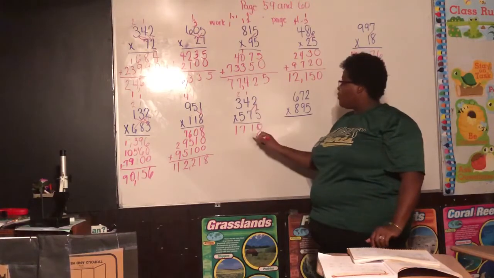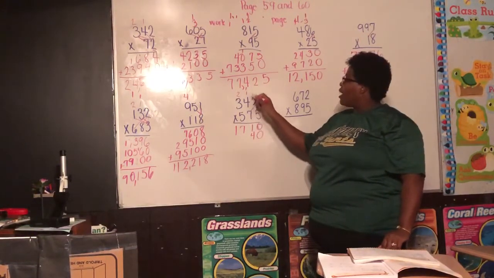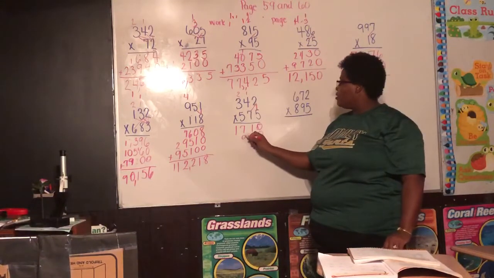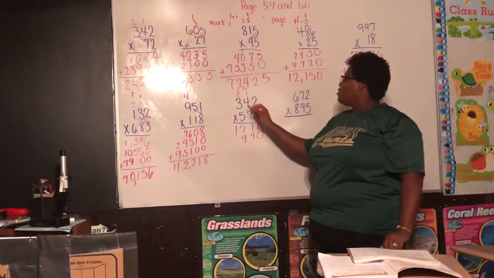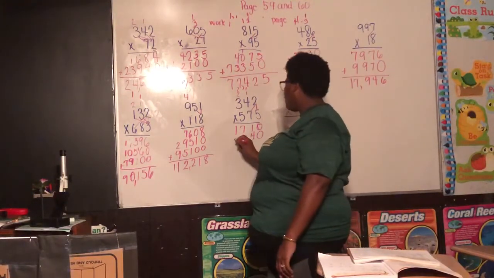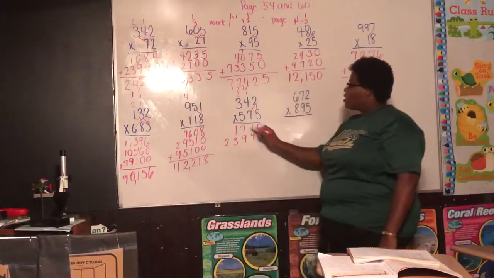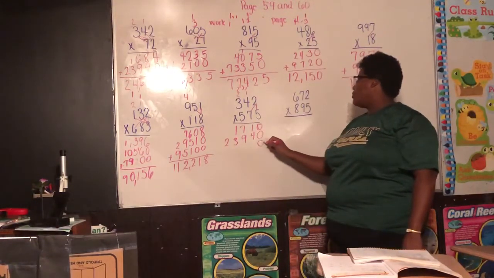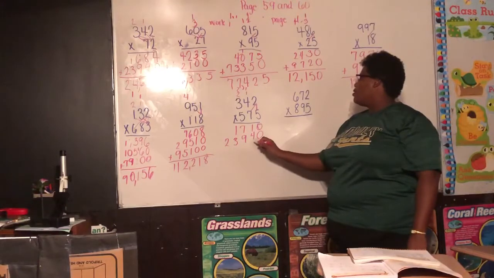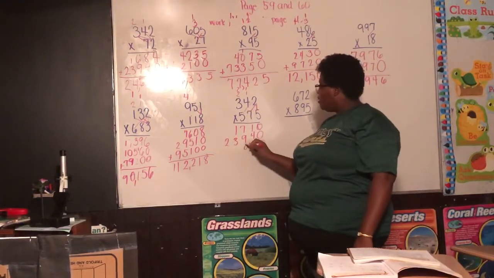Then 7 is 14. Put a 1, 7, 28, 29. 7 times 3 is 21, plus 2 more is 23. Before we move on to our final number, we add 2 zeros. 5 times 2, 10.